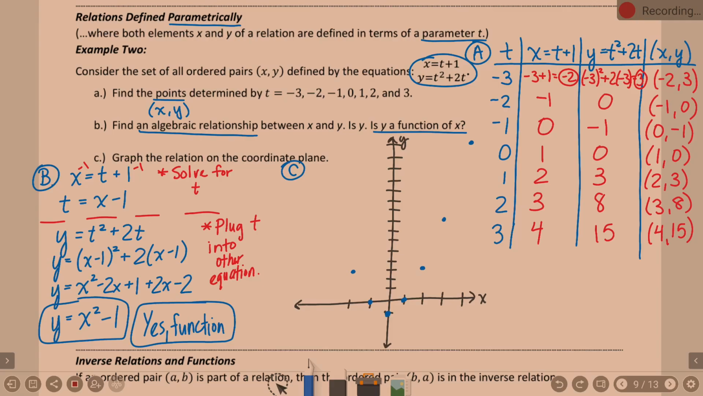My ordered pairs on my graph match with my algebraic function. We could have just graphed y equals x squared minus 1, but I'm trying to make the connection here. It all goes together. Now, technically, I'm graphing the relation. I'm graphing the whole thing. I guess nothing says for sure, I don't know if I have to go that high there, but we can see where it's continuing, right?